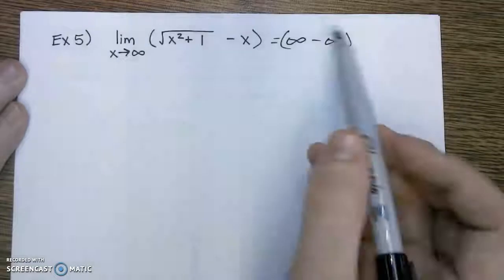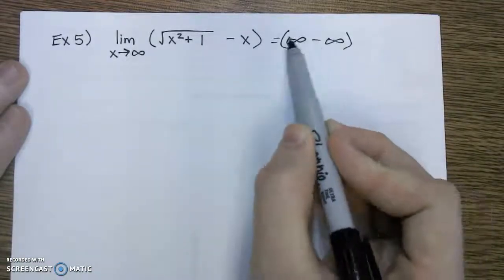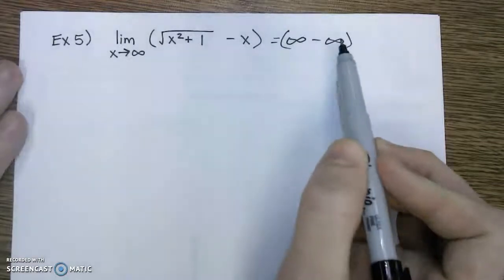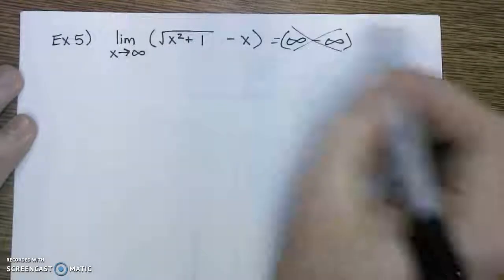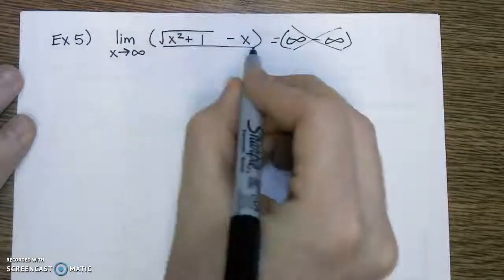We don't know, is this infinity larger than that one? Is this infinity larger than that one? Are they equal? We have no idea. So this is not something we can use. Instead, we're going to have to create a fraction out of this. So you're going to put a 1 on the bottom, and we're going to multiply by the conjugate.